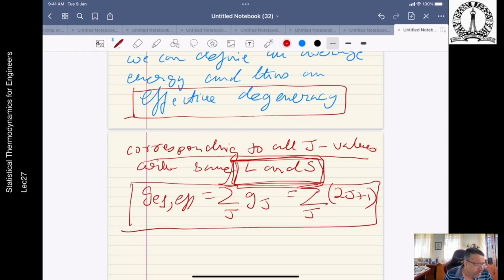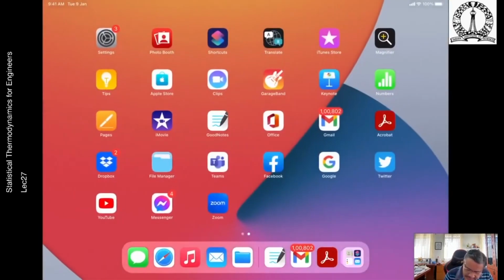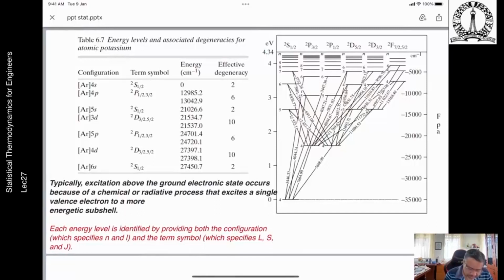In some cases, such as when there is just one J value, you can make an estimate of the effective degeneracy. Let us look at the figure once again, because I think that will give us a better idea. Let's take the degeneracy of the first term, which is given as 2. The J value is half, so 2 into half is 1, plus 1, which gives you 2.